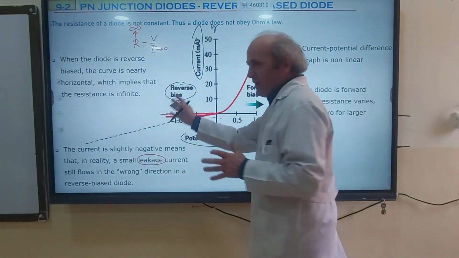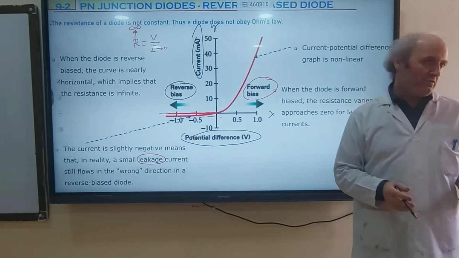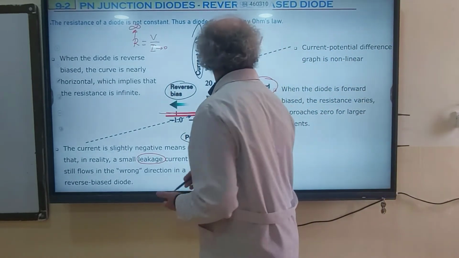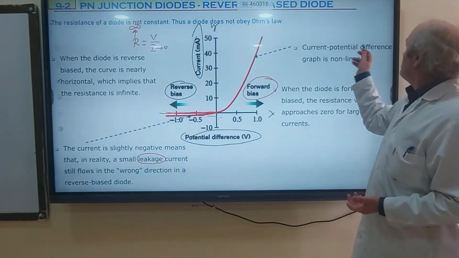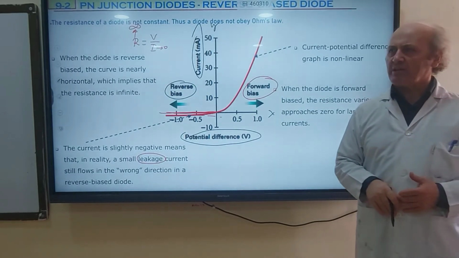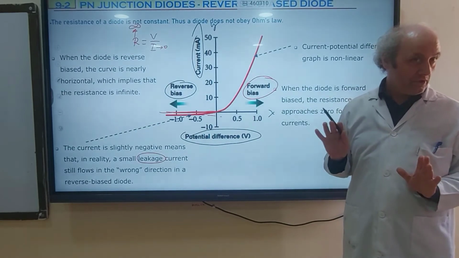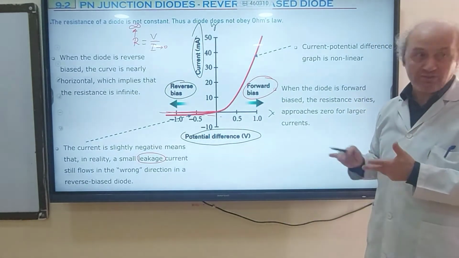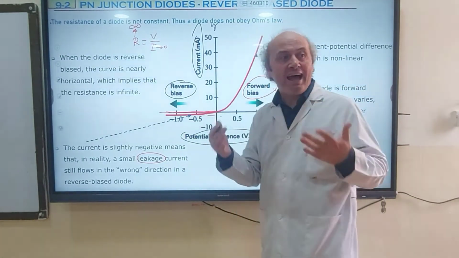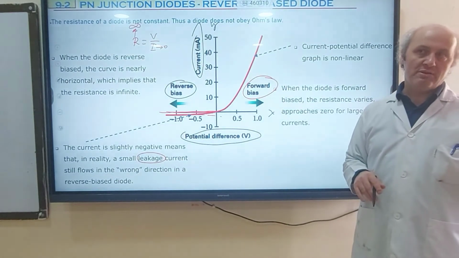This is the reverse biased case, but a diode can be forward biased as well. In forward biased diodes, the current-potential difference graph is not linear. Linear means a straight line. As you see, it's a curve, not a straight line. Straight line means linear, curve means non-linear.